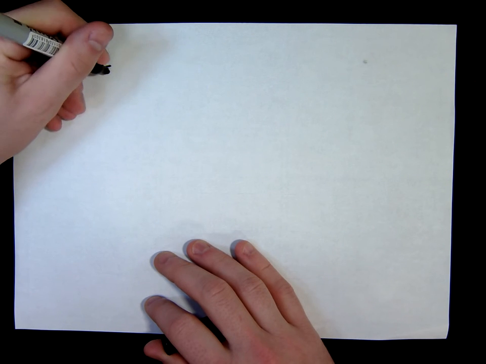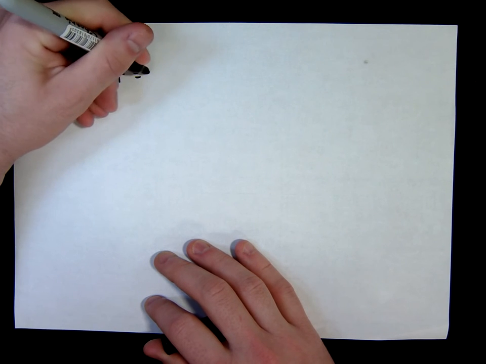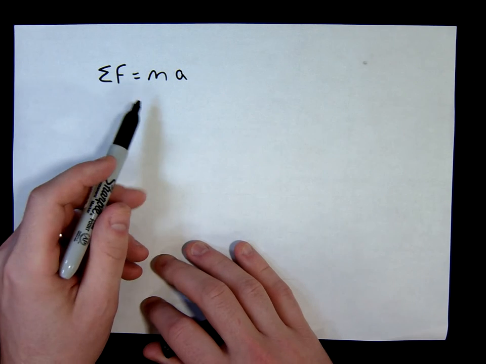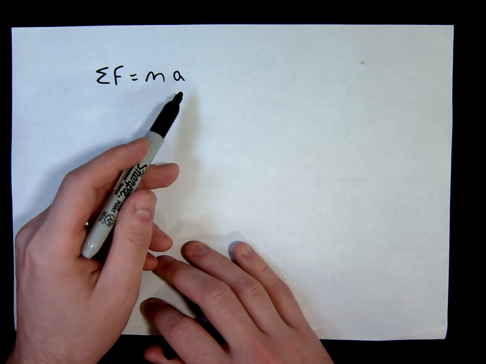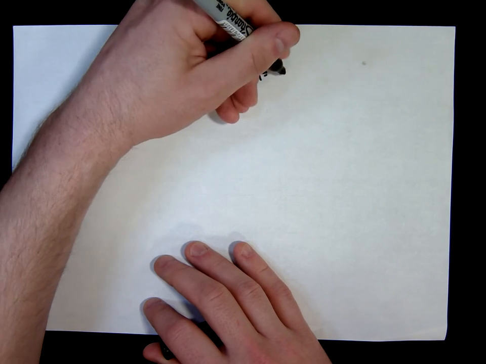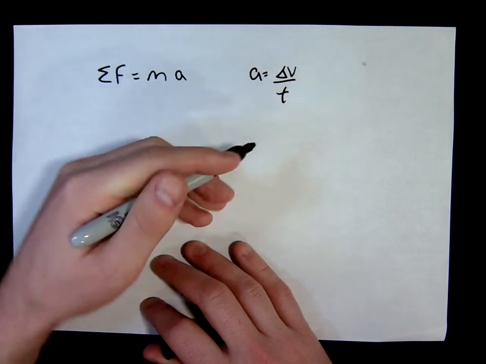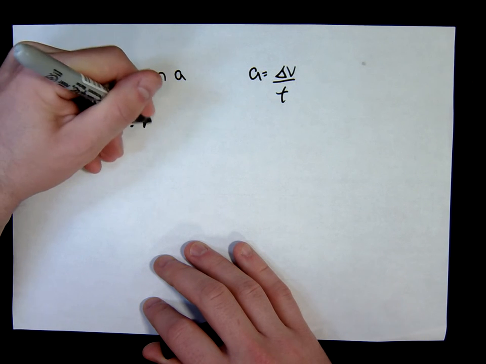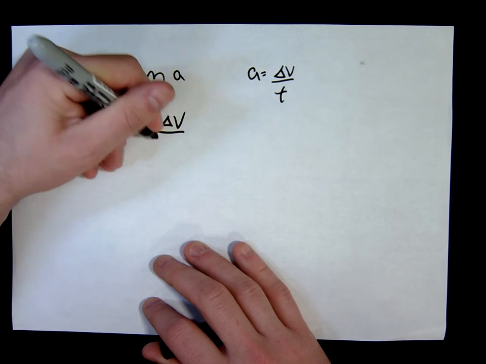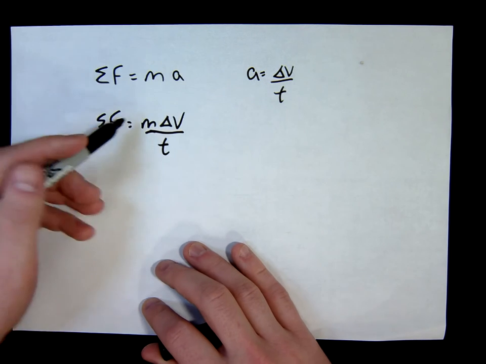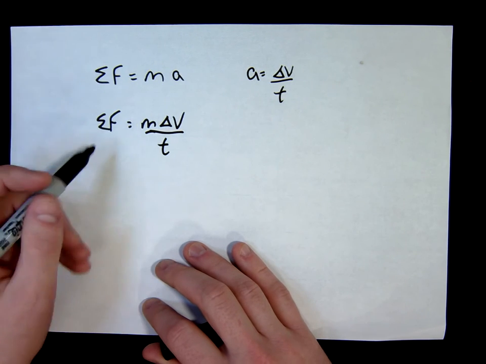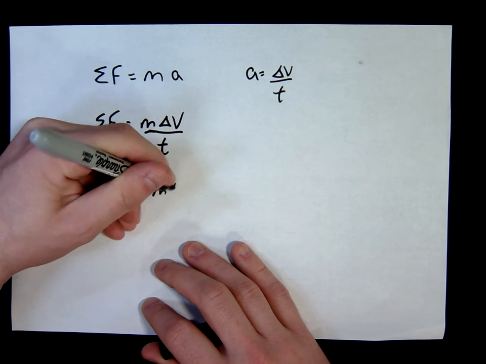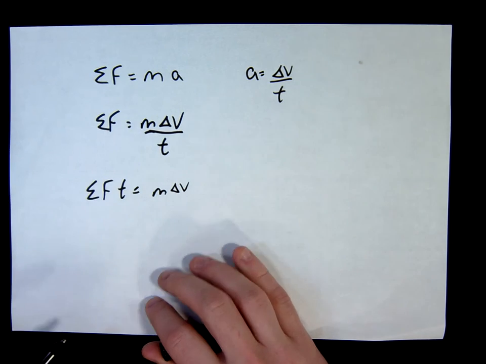You have Newton's second law, and I'm just going to write it as F equals ma. So here's Newton's second law. Rather than writing a, though, I'm going to write it as its original definition, and we know that a is equal to change in v over t. So I'm going to write it as net force is equal to m change in v all over t. I'm going to multiply the time across, and what I'm going to get is net force times time is equal to m change in v.